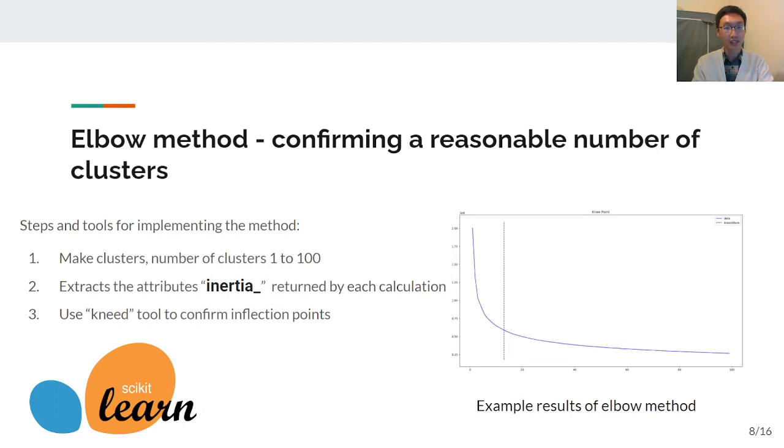The specific steps are: first, I use the sklearn k-means, which is a machine learning library, to calculate the results of different numbers of clusters, such as 1 to 100. And then I extract the attribute obtained from each calculation, which is the sum of squared distances of samples to their closest cluster center. Finally, I found a tool which is named kneed.